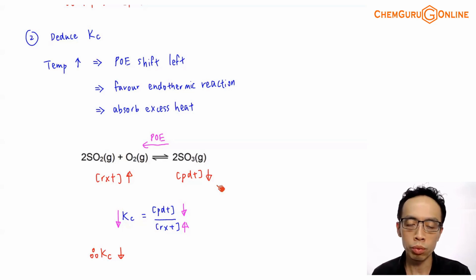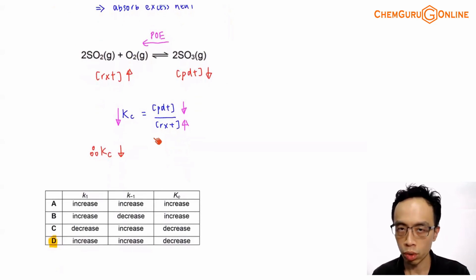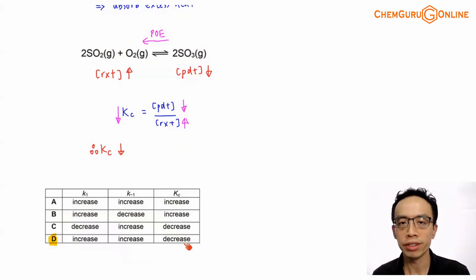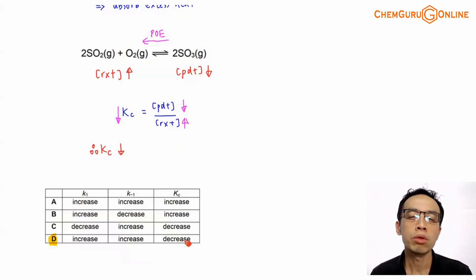So basically, we have deduced both the Kc expression as well as the rate constants. So we can answer this question. The answer in this case will be option D. Both rate constants K1 and K minus 1 are going to increase while my Kc, my equilibrium constant, is going to decrease. Alright, so that was the discussion involving this question.